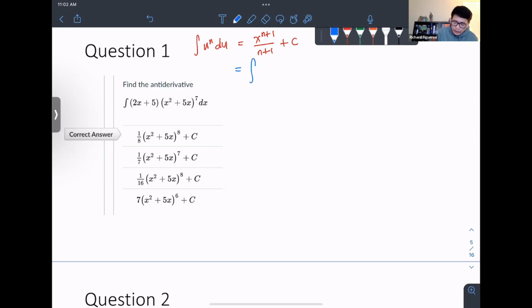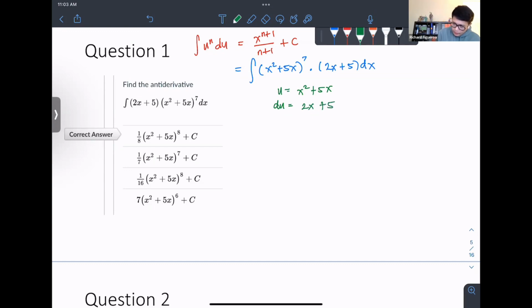So u raised to n, where our u would be x squared plus 5x, raised to 7, and multiplied with our du, which would be 2x plus 5 dx. By the substitution approach, I'm going to let u be x squared plus 5x. And then our du will be the derivative of x squared, which is 2x, and the derivative of 5x, which is plus 5, and multiplied, of course, with dx.